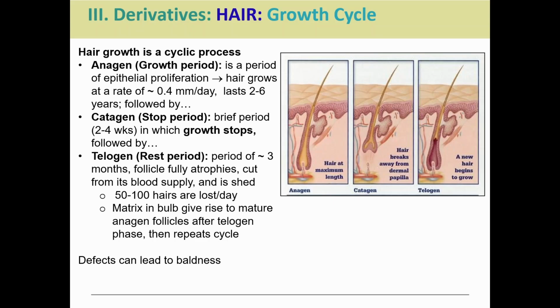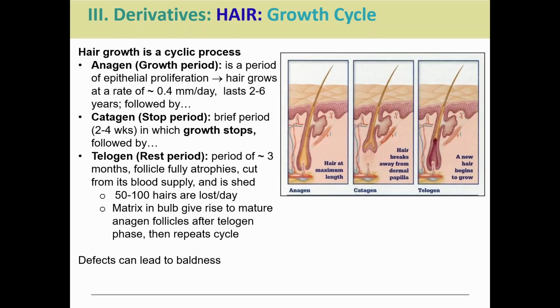And then telogen is the rest period, about 3 months, where the follicle atrophies, cut off from the blood supply, and then eventually that hair is lost. Most people lose about 50 to 100 hairs a day, right? And then they'll be replaced. So after the telogen phase, we can restart.